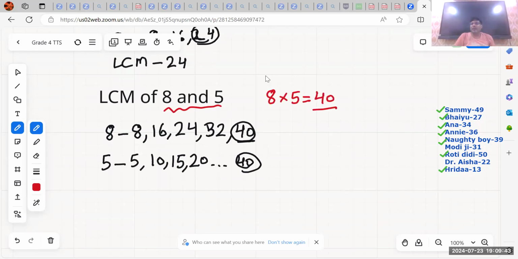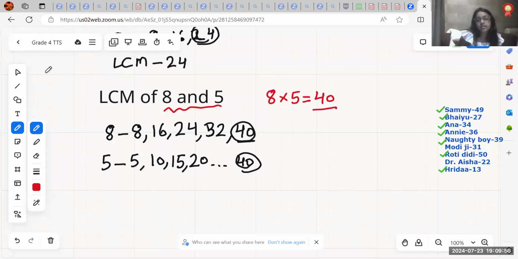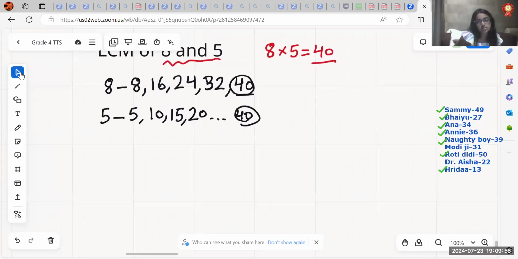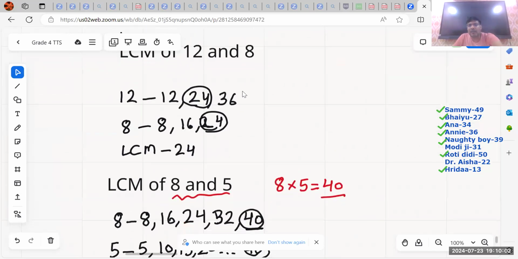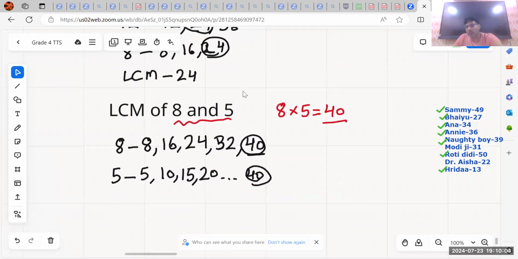Does anyone remember? Yes, tell me, Anna. How did I know that my answer is going to be 40? Sir, because 8 fives are also 40 and 5 eights are also 40. No, beta, no. ऐसे तो यहाँ पे 12 8 कुछ और होना चाहिए था, 96 होना चाहिए था.